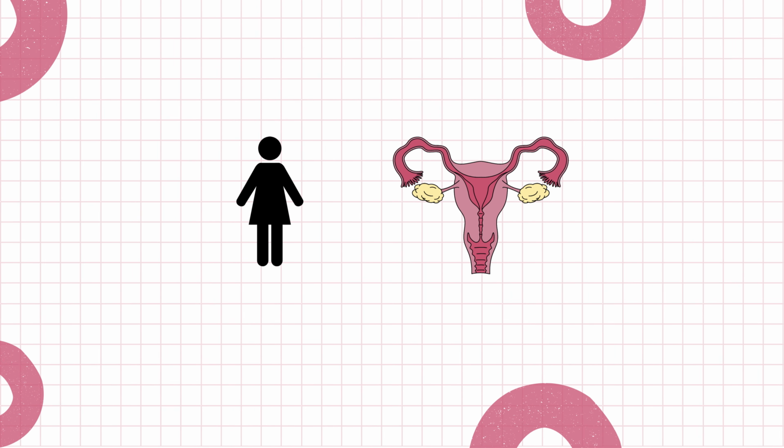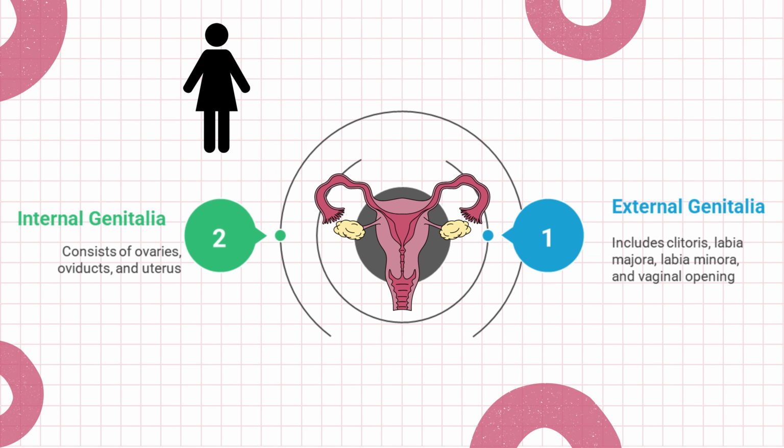Female reproductive structure. The human female reproductive structures can be divided into external and internal reproductive structures. The external reproductive structures are the parts visible on the outside of the body. The structures include clitoris and two sets of labia which cover the clitoris and the vaginal opening. The internal reproductive structures are the parts located inside the pelvic cavity.